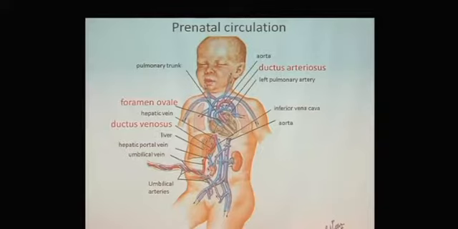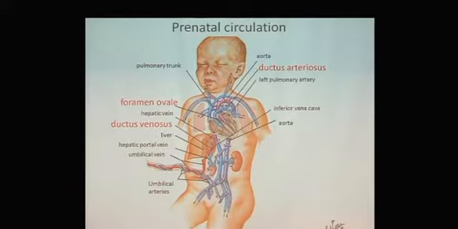So we're going to bypass the lungs. We need a way to shunt the blood from the right side of the heart to the left side of the heart without going to the lungs. There are two ways to do that. One is through the foramen ovale. Remember, the foramen ovale is between the right and left atria, and in the right atrium we have deoxygenated blood. So we can move that deoxygenated blood from the right atrium directly to the left atrium through the foramen ovale, so it doesn't have to go to the lungs.